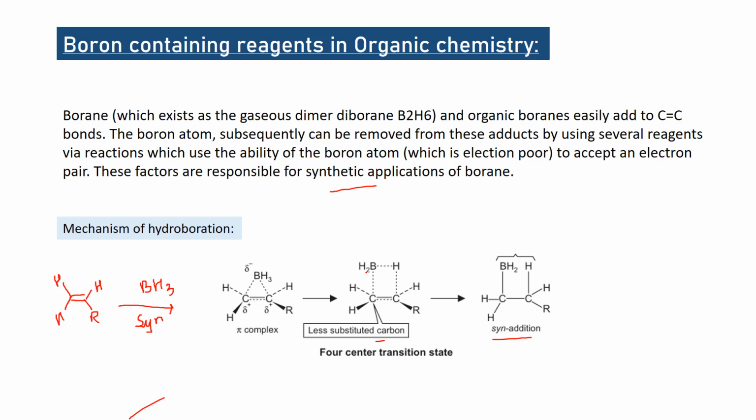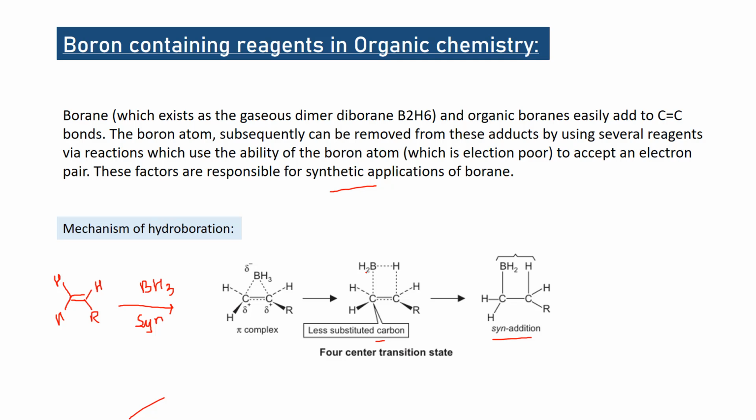Boron containing reagents in organic chemistry. Boron is one of the important reagents. Boron and the organic borons easily add to carbon-carbon double bonds. The boron atom subsequently can be removed from these adducts by using several reagents, by a reaction which uses the ability of the boron atom to accept the electron pair. These factors are responsible for the synthetic application of boron.